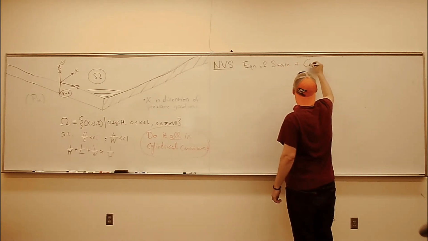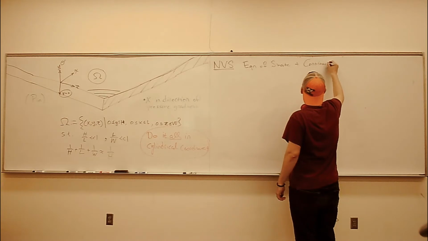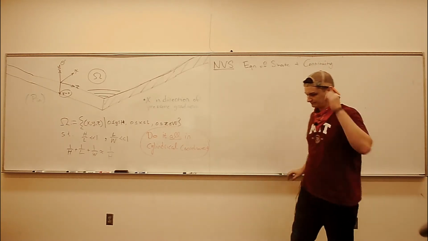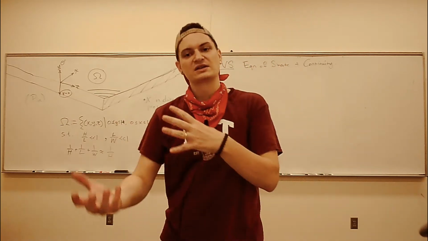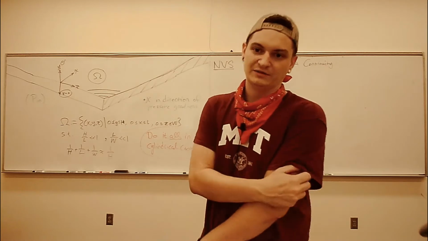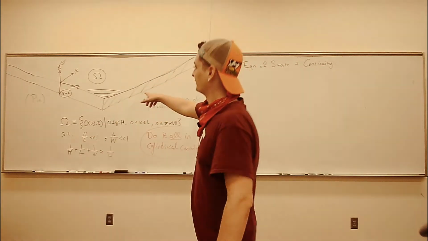plus a continuity. We're going to non-dimensionalize those to realize that you can make a simplification of the divergence of the vector field if the velocity is pretty slow through here.